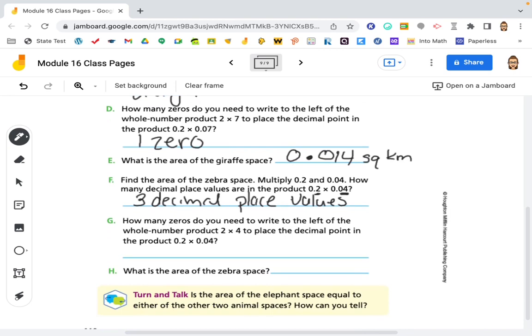So that says, how many zeros do you need to write to the left of the whole number product 2 times 4 to place the decimal point in the product of 2 tenths times 4 hundredths? Well, 2 times 4 is 8, so that is only one digit. So that means we need to add 2 zeros to get 3 decimal place values. So as I said, because it's now asking what is the area of the zebra space, 2 times 4 is 8. And then we add our 2 zeros. And then our whole number is 0. And then we have square kilometers. So 0.008 square kilometers.